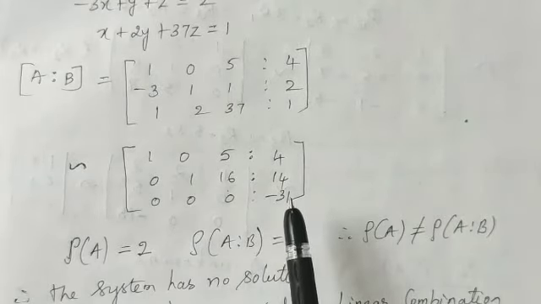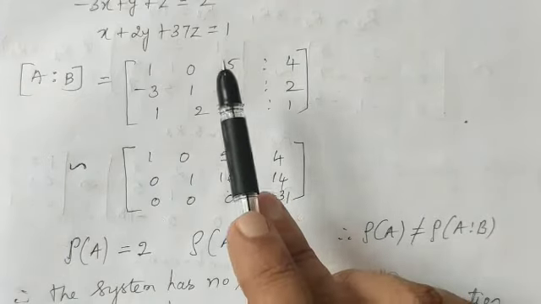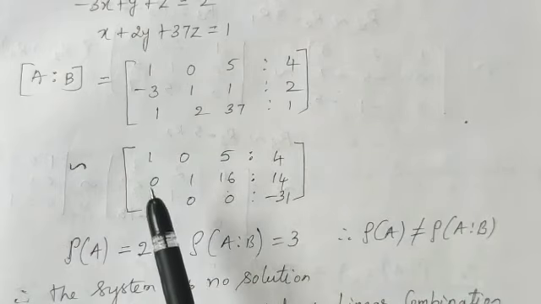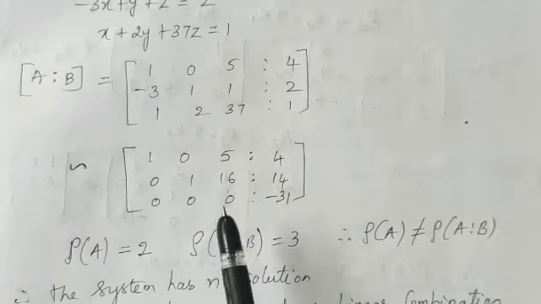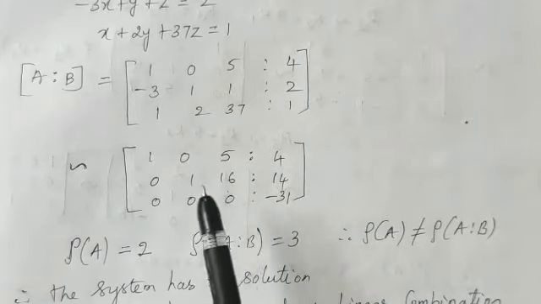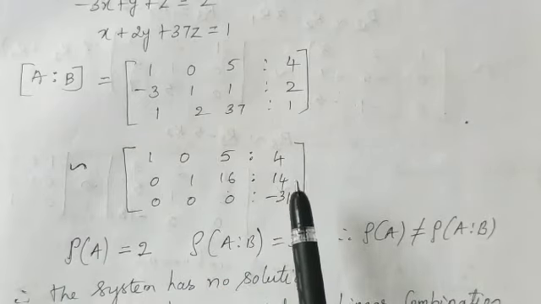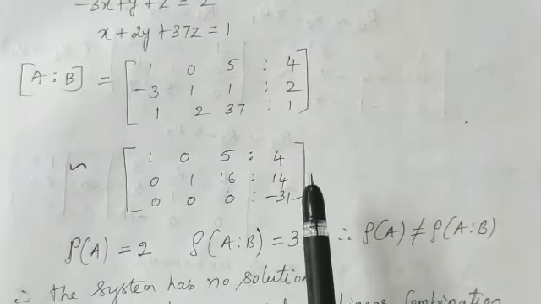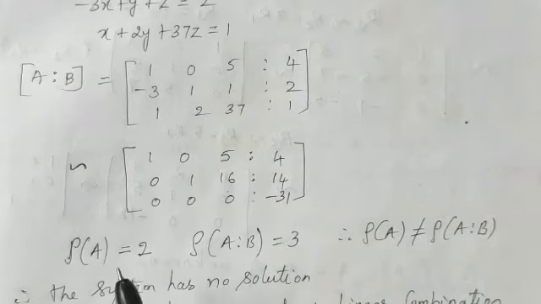Now you can see that this matrix is the coefficient matrix. Its rank, if you want to find, you have to find the number of non-zero rows in a reduced echelon form. So this is the echelon form. In this reduced form, you will find 2 non-zero rows. Now this is the augmented matrix and this is its echelon form. If you count the number of non-zero rows, here there are 3. That means the rank of the coefficient matrix is 2, the rank of the augmented matrix is 3.